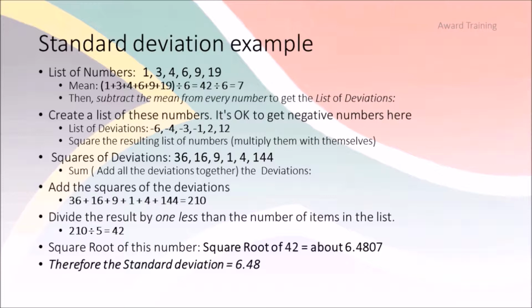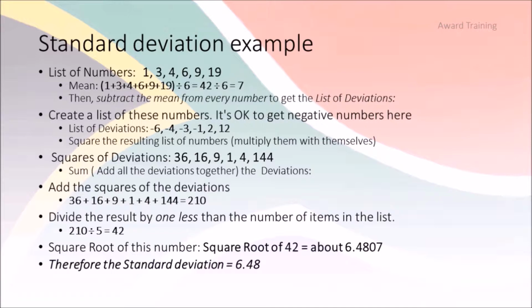In other words, our first number is 1. So you take 1 minus 7, which was our mean, and you will get minus 6 as your first number in the new list that you're creating. You do the same with the next number, 3, minus 7 is minus 4, and so on.